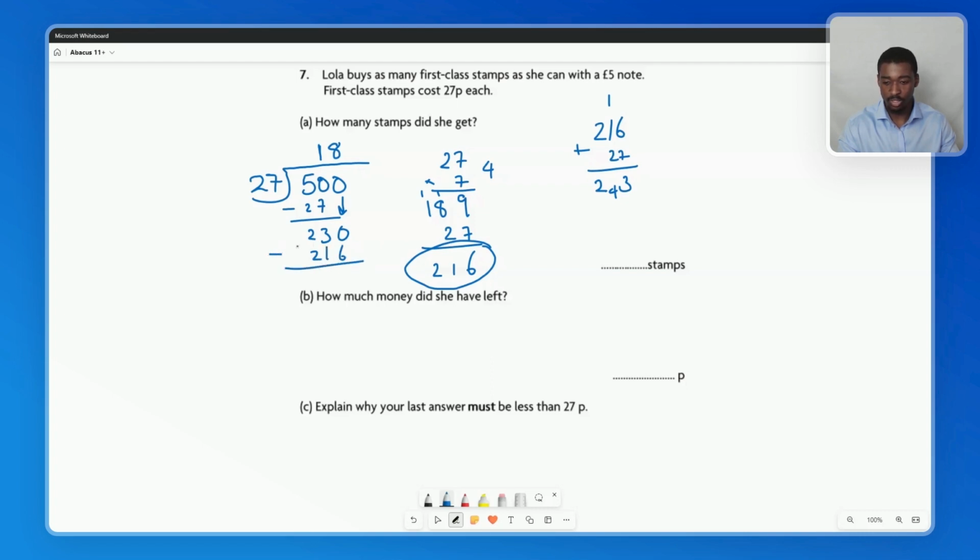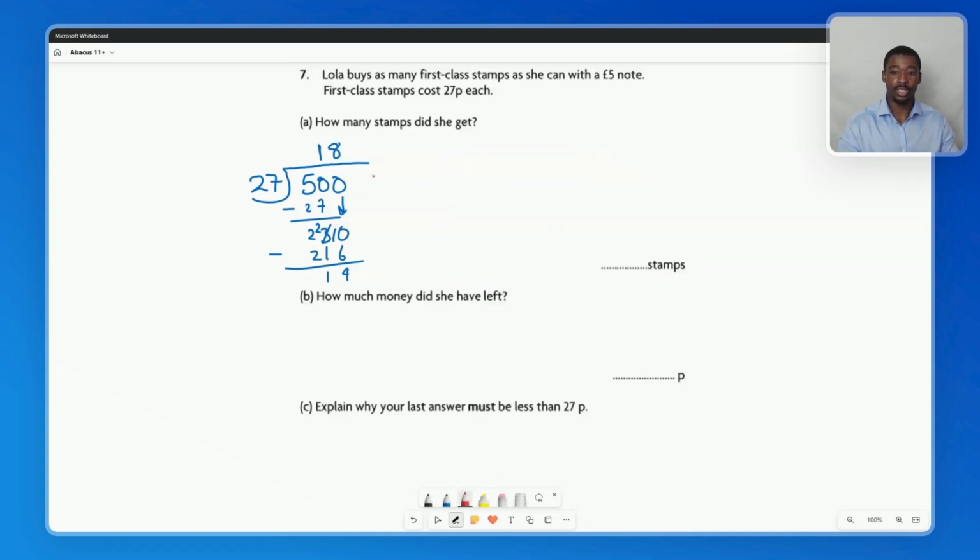And if we do the subtraction here, we have 0 minus 6, which we can't do. So we take a 10 from the 3. 10 minus 6 is 4. 2 minus 1 is 1, and then 0. So let's clear this up. 27 goes into 500, 18 whole times. And then we have a remainder of 14.